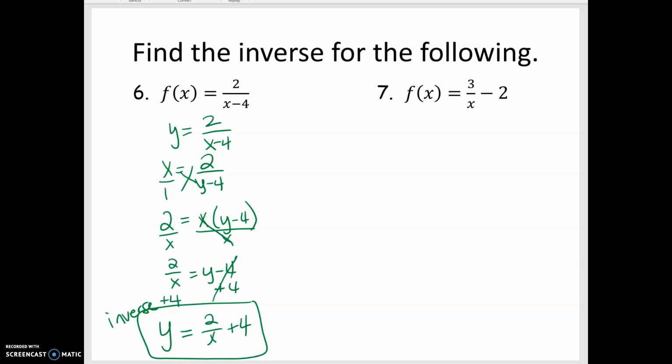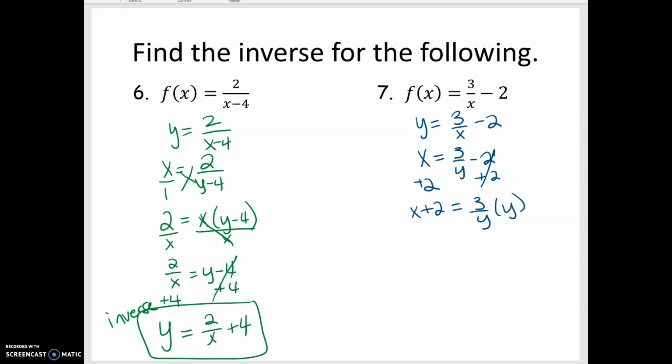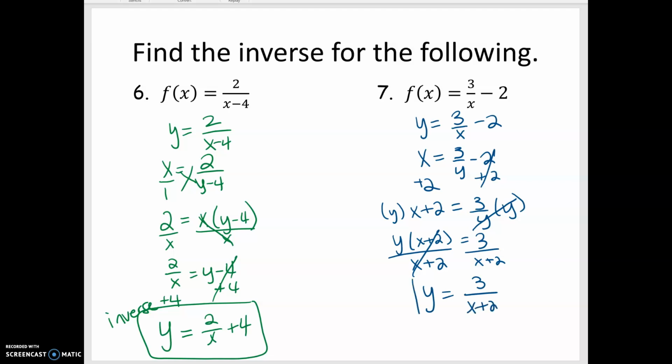Okay, and last problem here, I'm going to do the same thing. So remember, that's y equals 3 over x minus 2. I'm going to switch those variables. And then I'm going to solve to get y by itself. So this time I'm going to add 2 first. And then I'm going to multiply by y. Okay, notice I'm not distributing the y because I really want that y by itself. So I'm really going to rewrite it to look like this. And divide by everything that's with y right now. So y equals 3 divided by x plus 2.